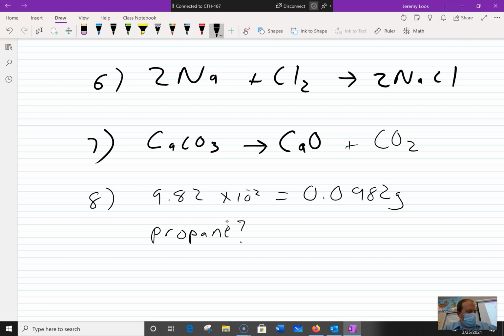And then another complaint I've heard about that problem is, hey, I don't know what propane is. Which is fine. But if we just apply a process of elimination, we know that O2 is oxygen, we know CO2 is carbon dioxide, we know H2O is water. And from all that, we can realize that propane must be that.